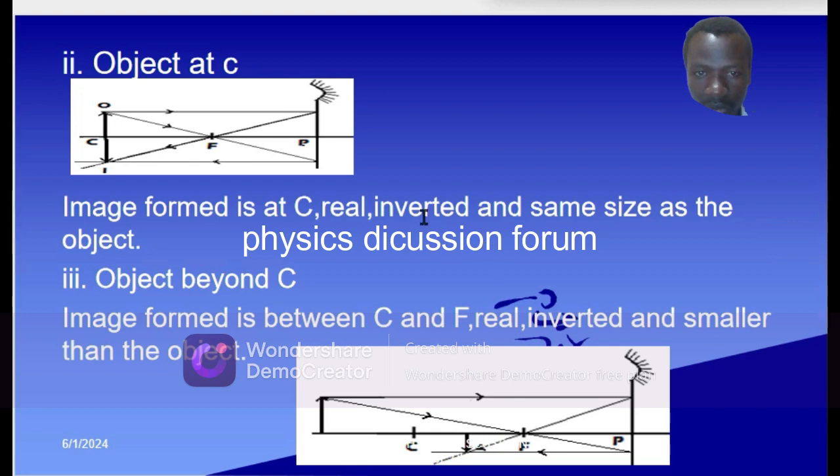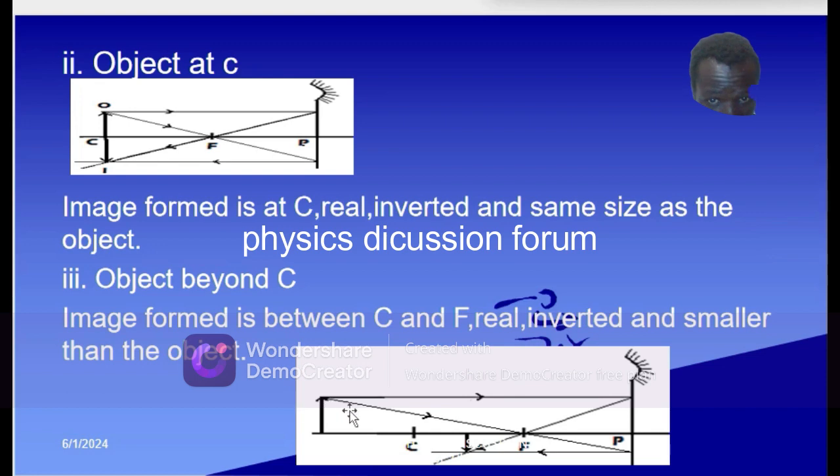The image formed at C is real, formed in front of the mirror. It is inverted, and it is of the same size as the object. Therefore, we can say the magnification is what? It is 1.